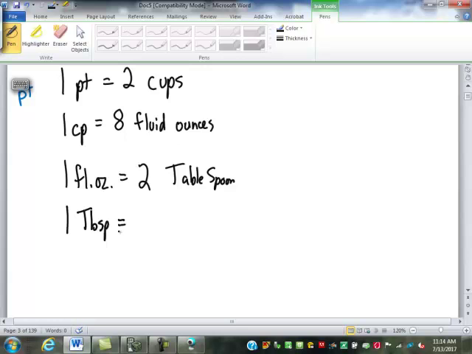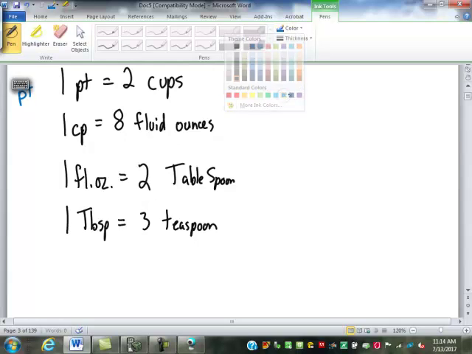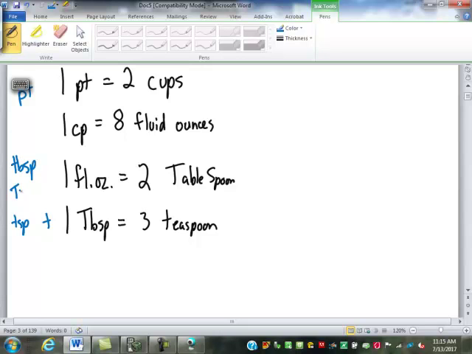Smaller than a tablespoon, we have teaspoon. Anybody know how many teaspoons are in a tablespoon? There are 3. Now here's another spot for a side note. Abbreviations for tablespoon and teaspoon. Teaspoon is either a small tsp or a small t. Tablespoon could be tbsp or a capital TSP or just a capital T.